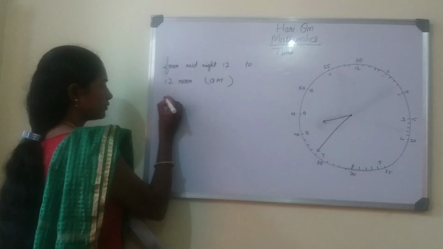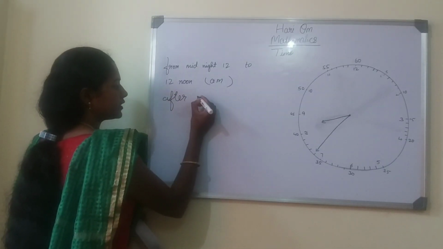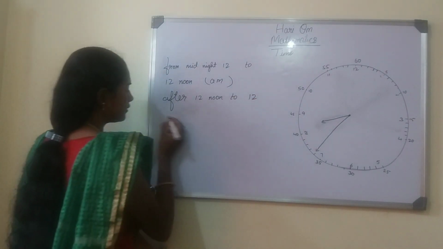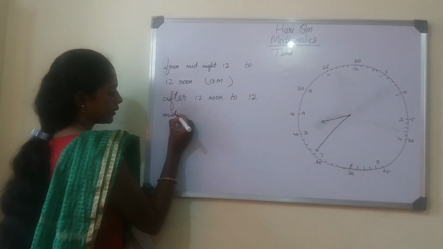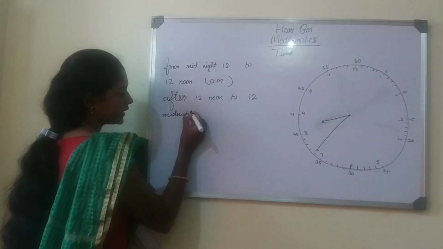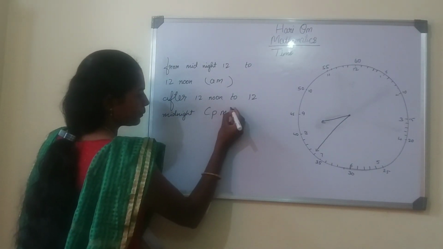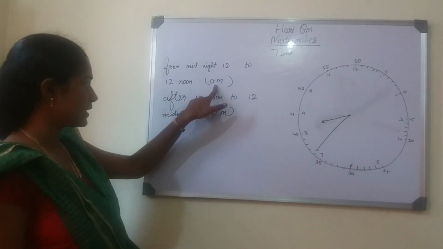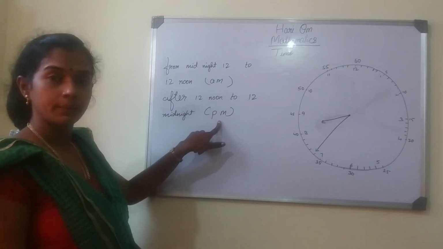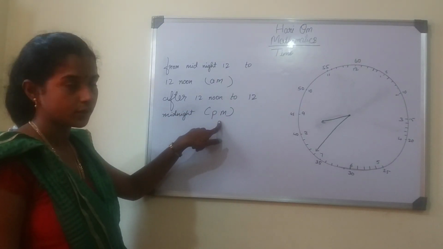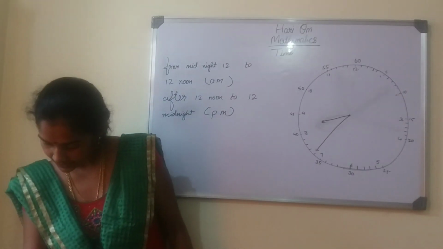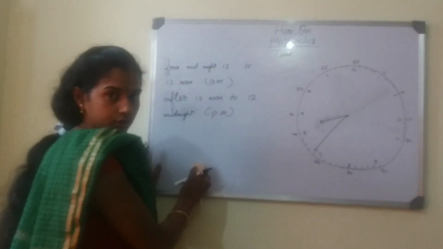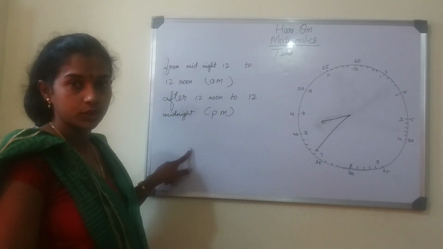So after 12 noon to 12 midnight, it is PM, post meridian. So midnight to noon, it is AM, and after noon to midnight, it is PM. Last class we had learned this in the exercise. Now let us go for the exercise 12.1. Have you understood children what is antimeridiem and postmeridiem?